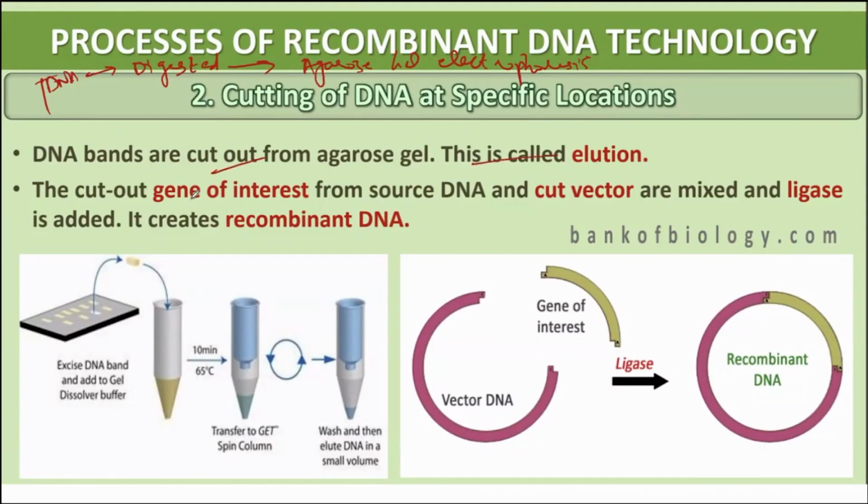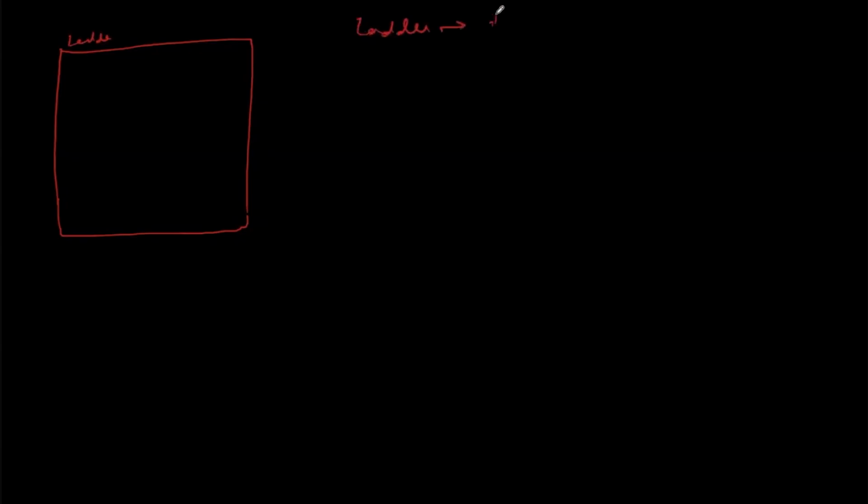Now the cutout gene of interest from the source DNA and the cutout vector are mixed and ligase is added. It creates a recombinant DNA. So what they're trying to say is, okay, so this is the gel and this is our ladder. What is a ladder? A ladder is a solution of concentrated DNA strands having a definitive size.